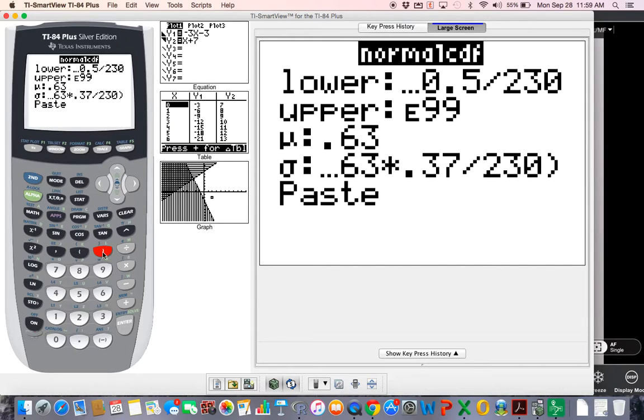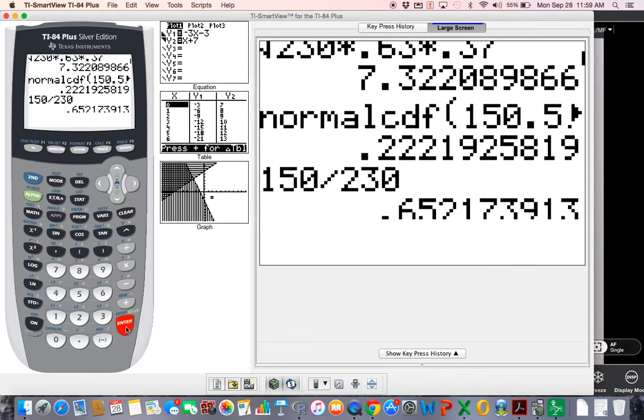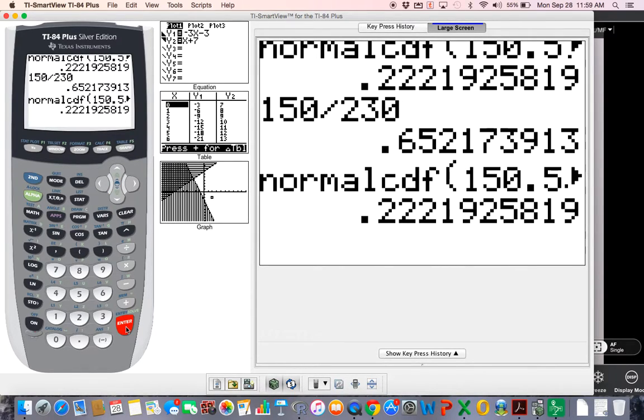And close it up. Don't close it up too soon, because you want every bit of the p times 1 minus p divided by n underneath the square root. Paste it, hit enter, and you'll see that we get 0.222, the same as before.